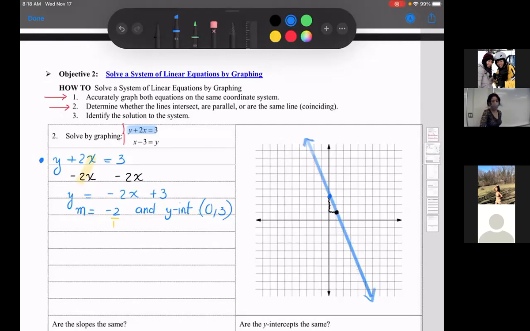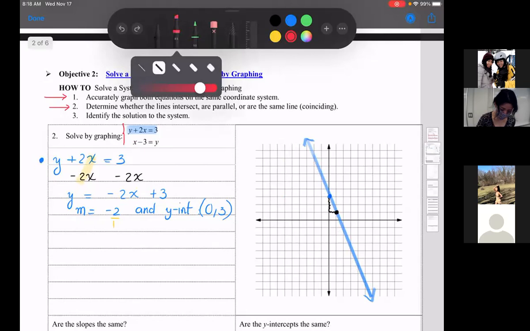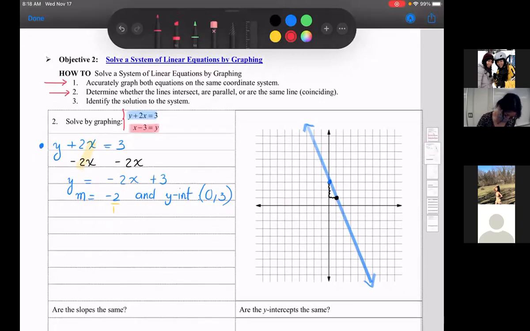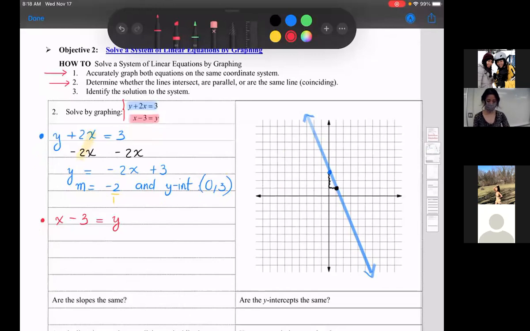Now, what's the other way? I'll show you a different way, maybe in the second equation. I'll highlight it in red. It's a little lighter. There you go. So here, x minus 3 equals y. Let's do the same way because it's already solved for y. If it bothers you, we would flip the y over.